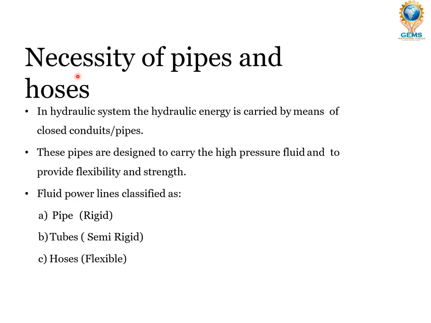What is the necessity of pipes and hoses? In hydraulic system, the hydraulic energy is carried by means of closed conduits or pipes. These pipes are designed to carry the high pressure fluid and to provide flexibility and strength. Fluid power lines are classified as pipes. We are using pipes for rigid applications, tubes for semi-rigid applications, and hoses for flexible applications.